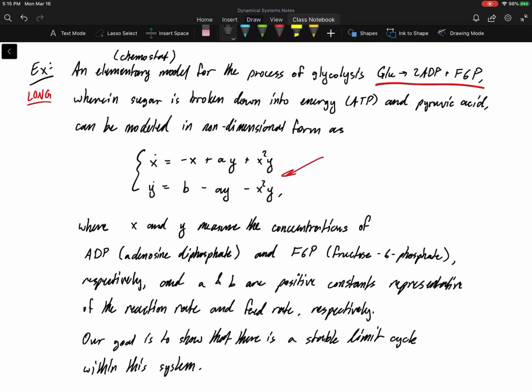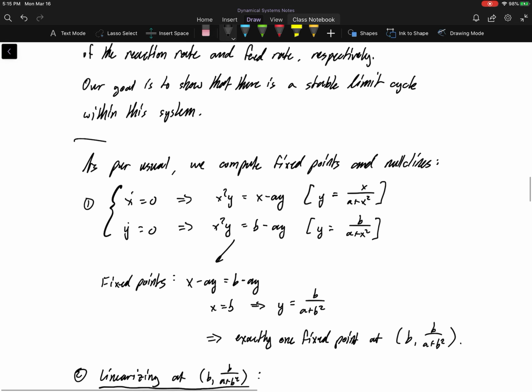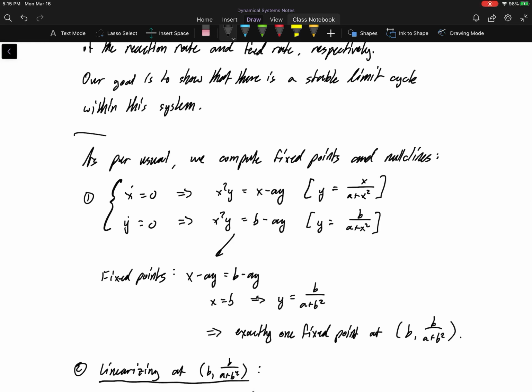So we would like to show that there is a simple mechanism by which we can still establish glycolysis, that glycolysis can actually continue without an asymptotic stability in the ratios between ADP and fructose 6-phosphate. So let's do it. Let's show this. We're going to operate as per usual, and we're going to compute some fixed points.